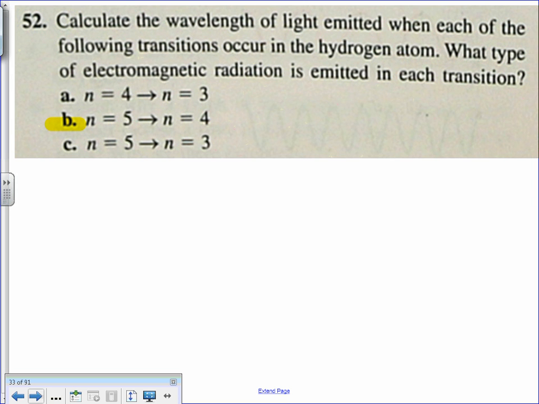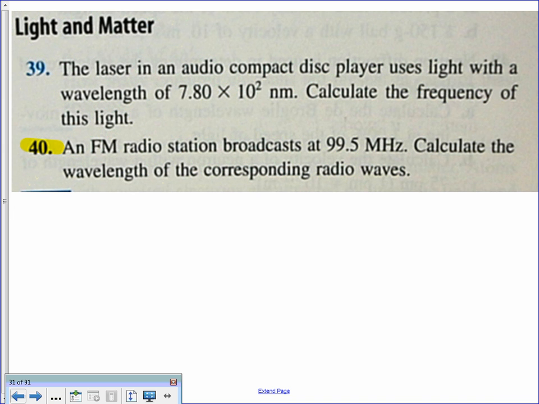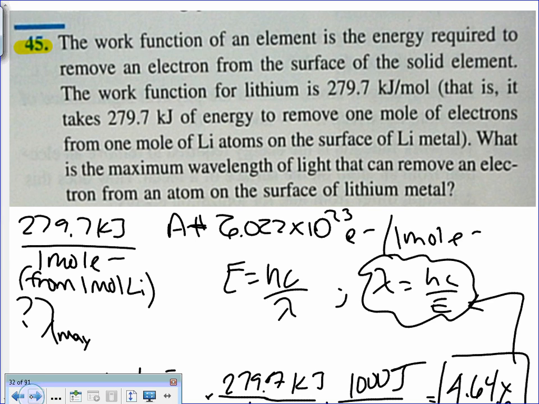How about do me a favor, circle 52B. I highlighted the ones I want you to do. 52B on your little homework section. And 40. So 52B and 40. That's what I know for sure. Those two questions I need you to do. Okay.